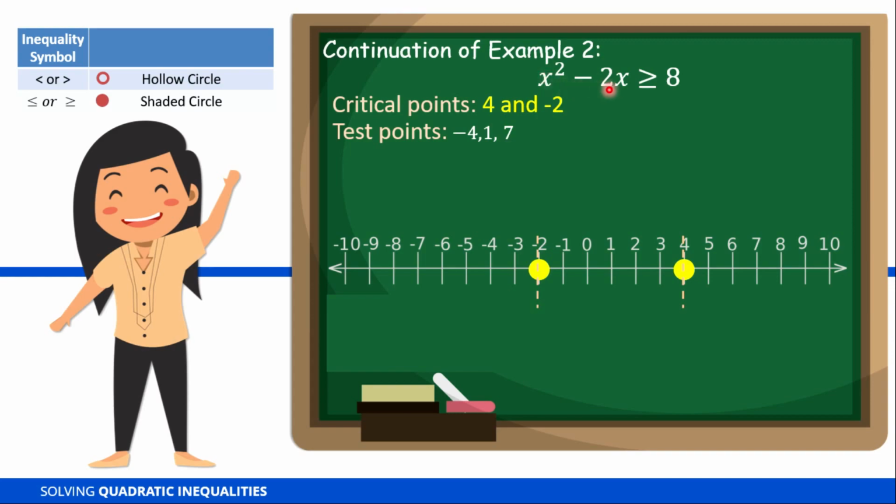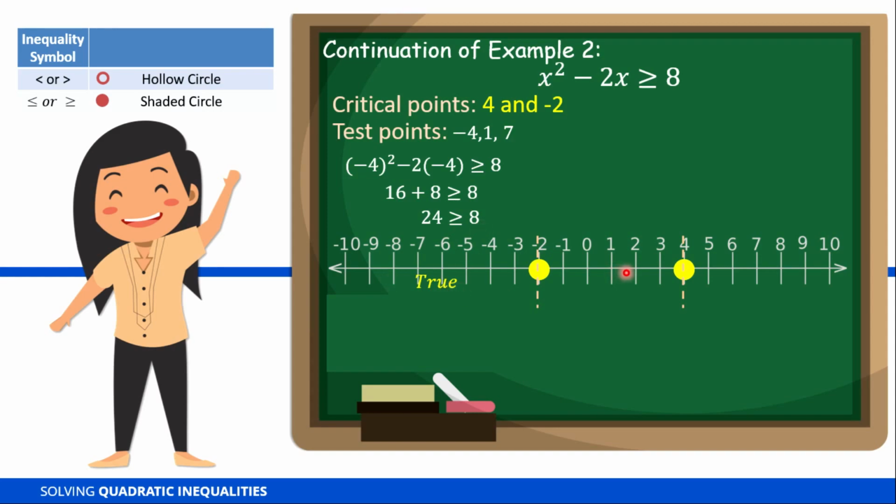Ipalit natin dito sa ating mga variables. Magiging quantity negative 4 squared minus the product of 2 and negative 4 is greater than or equal to 8. Simplify natin, negative 4 squared, we have positive 16. And then negative 2 times negative 4, that's positive 8, is greater than or equal to 8. I-add natin, 16 plus 8. Answer is 24. 24 is greater than or equal to 8. That is true. Okay, mas malaki si 24 kaysa kay 8.